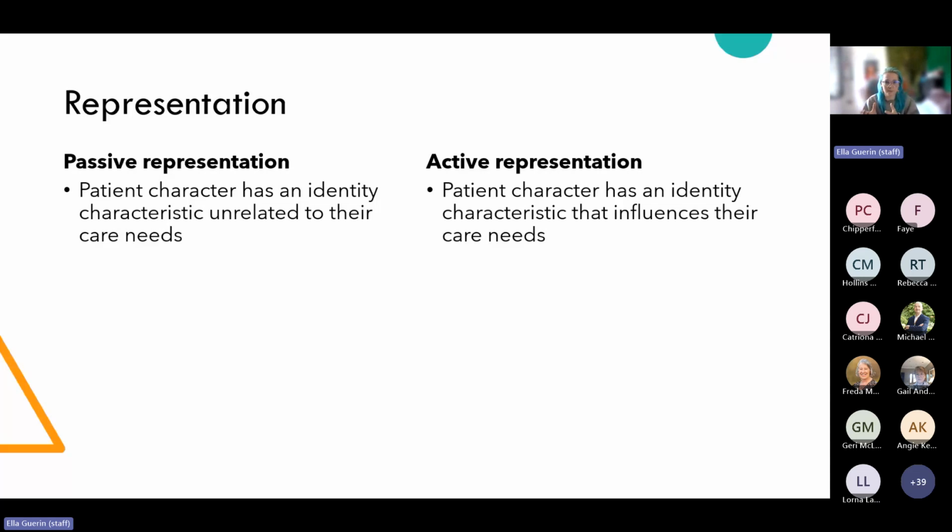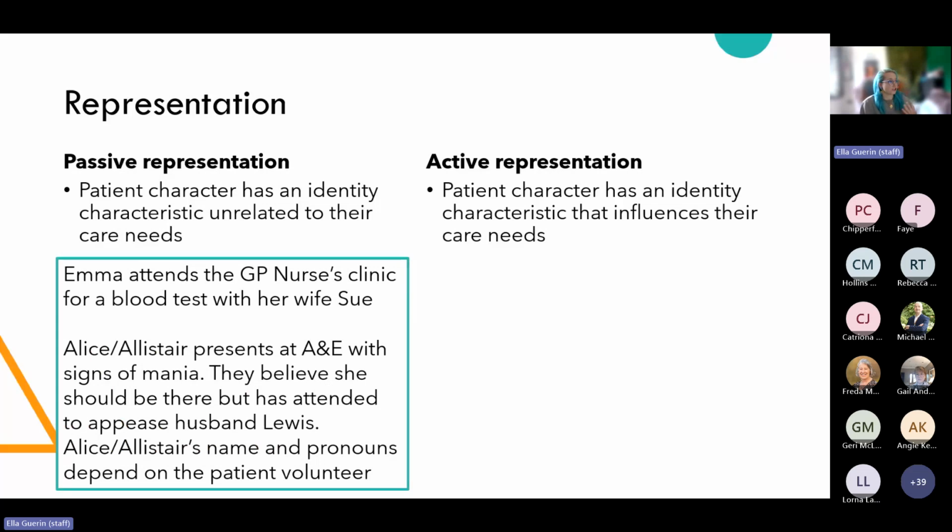their care needs. So some examples I've got of passive representation would be Emma attends the GP nurse's clinic for a blood test with her wife Sue. The fact that she's gone with her wife Sue and not her husband John makes absolutely no difference to the process of taking Emma's blood or to the process of the clinical intervention there. So that's passive. It's just, by the way, not everyone's heterosexual. And that's a really nice, easy way to do things.